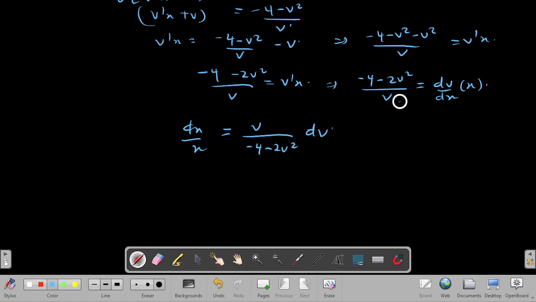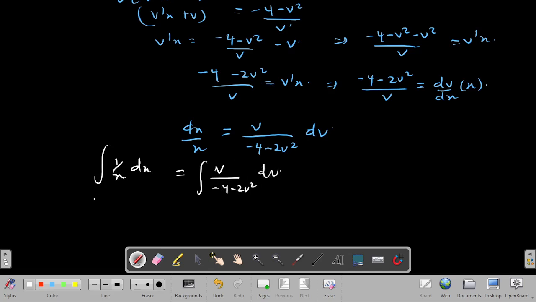This is what I did: I cross multiplied and I divided. That is the simple way to drag it. Once I've done this, you can clearly see that I've separated variables. So I integrate both sides. The integral of 1 over x dx should be equal to the integral of v over negative 4 minus 2v squared dv.